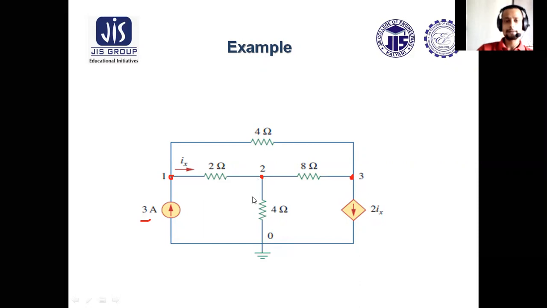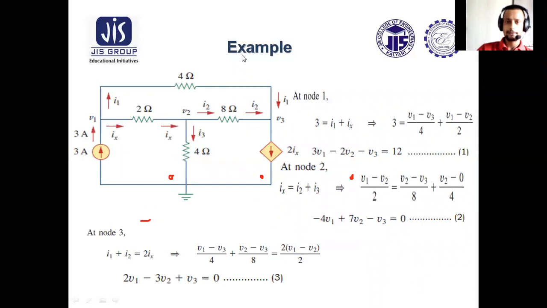Next point is to assume voltages of each node. So voltage at node 1 is assumed to be V1. See here, this voltage is assumed V1, this voltage is V2, this voltage is V3. Then we distribute current in all the branches as we wish. As we desire, we can distribute current in any direction.